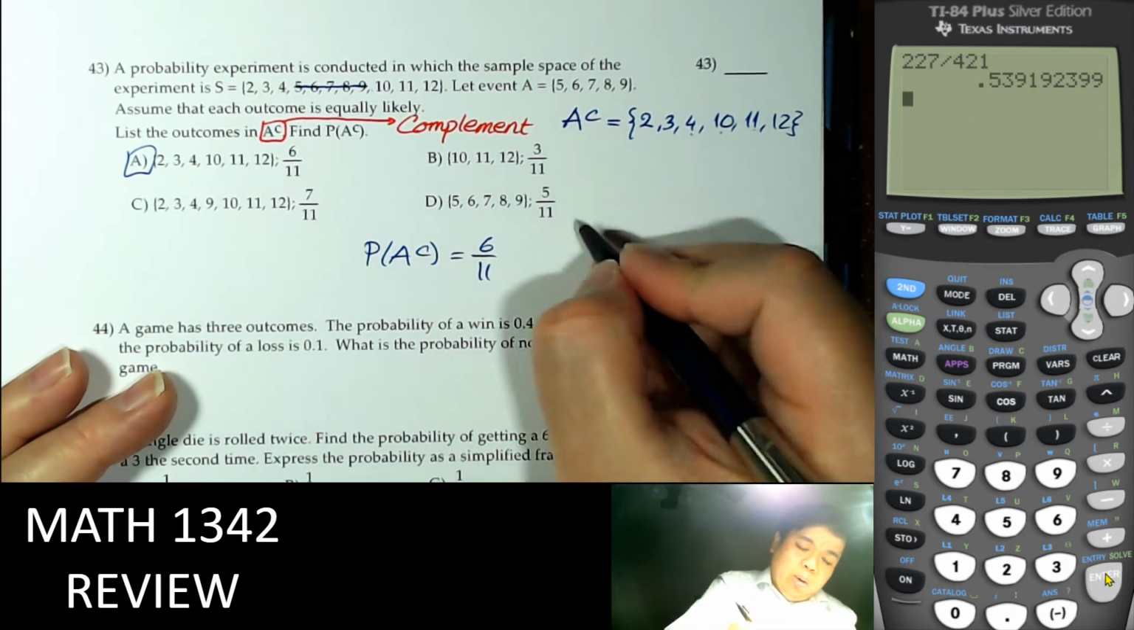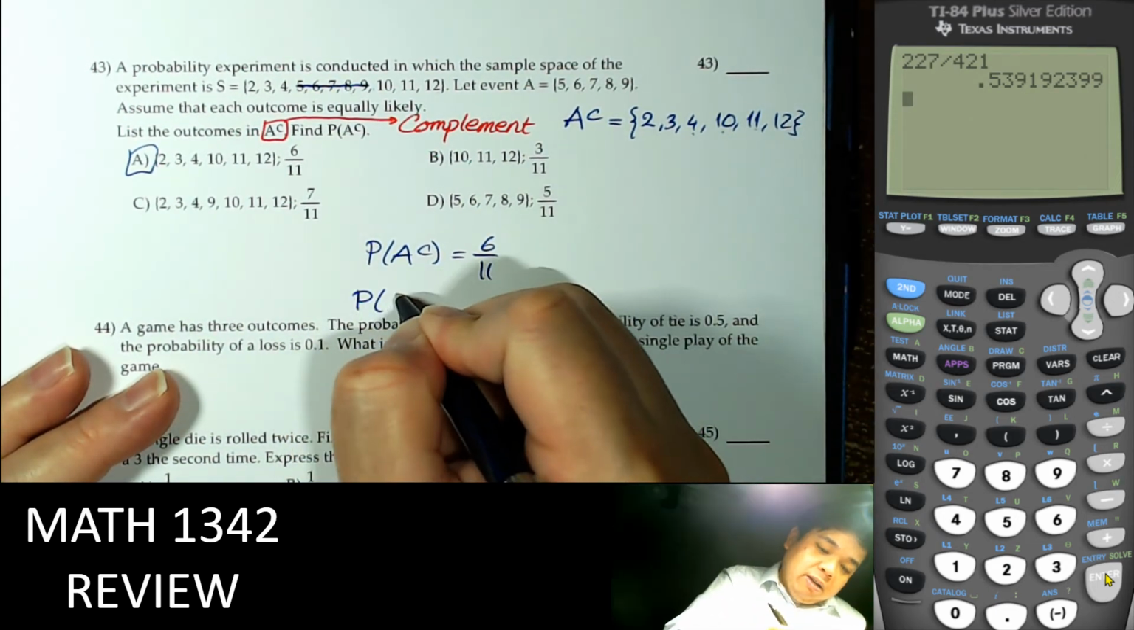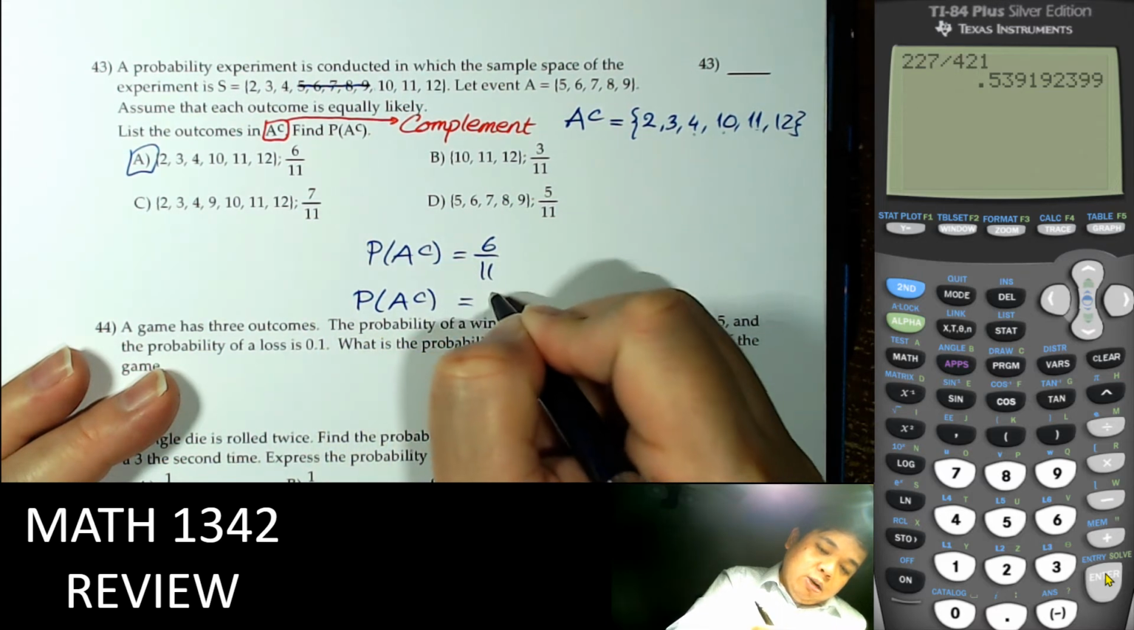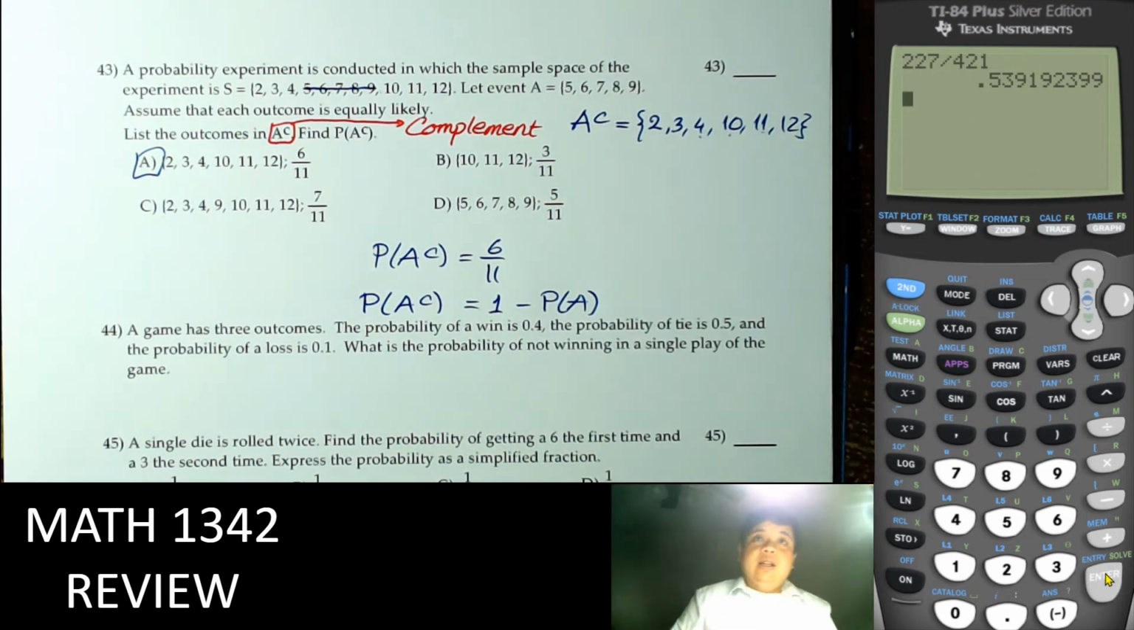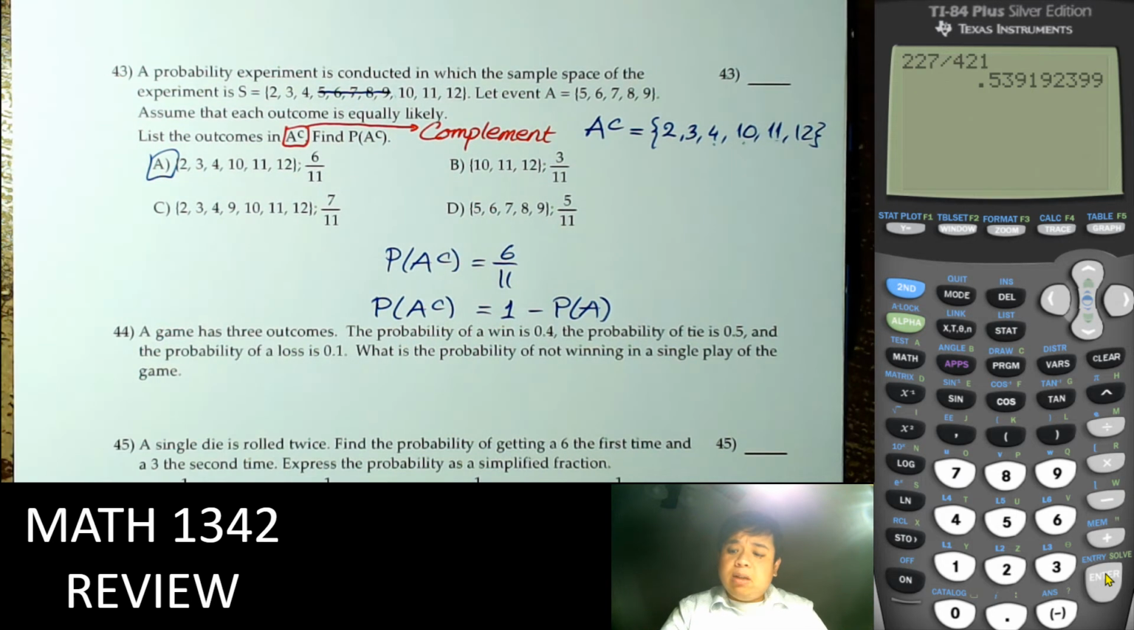Of course, we also have the property of probability that the probability of the complement is equal to 1 minus the probability of getting A. So, right. The complement is something that is not in the event.